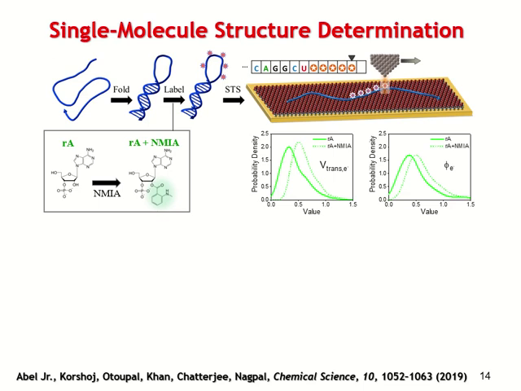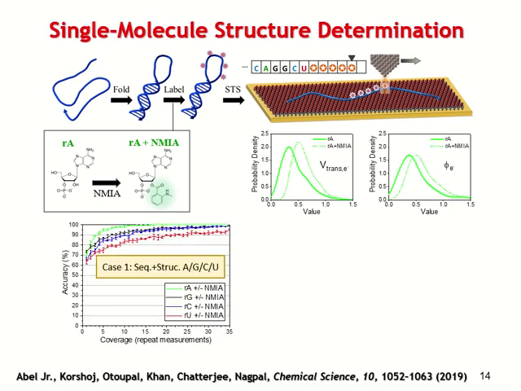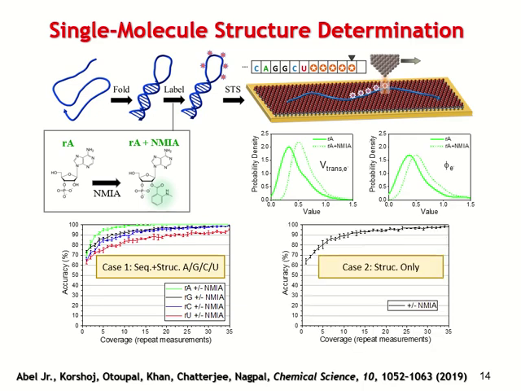We can analyze accuracy for the structure analysis in 2 ways. The first is with combined sequence and structure information. Here we see that the NMIA structural labels can be detected with pretty high accuracy. And similarly, we see high accuracy results for the second case, where we are only interested in looking at the structure. These results demonstrate use of this quantum sequencing technique not only for sequencing, but also for probing biomolecules in terms of their structure.